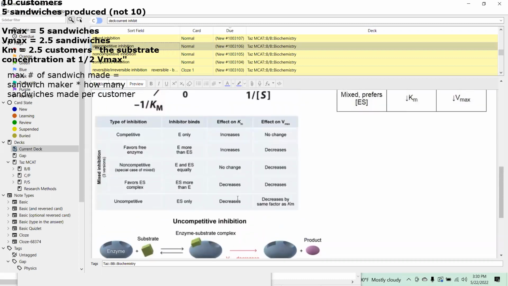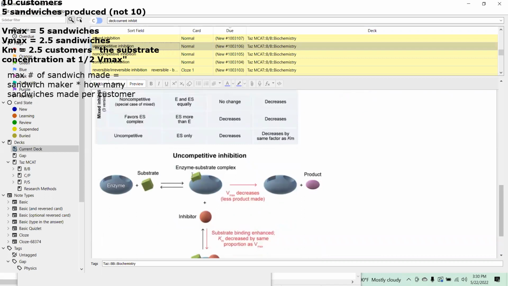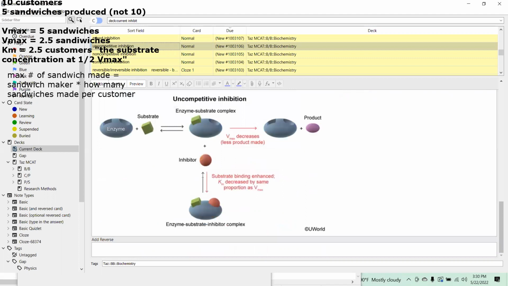When that happens, it decreases Km. This is a little weird. It decreases Km, which means it increases affinity. Why does it increase affinity? Because it's maintaining this enzyme-substrate relationship for longer. It's preventing this from turning into the product. So technically, it's increasing affinity by decreasing the Km.